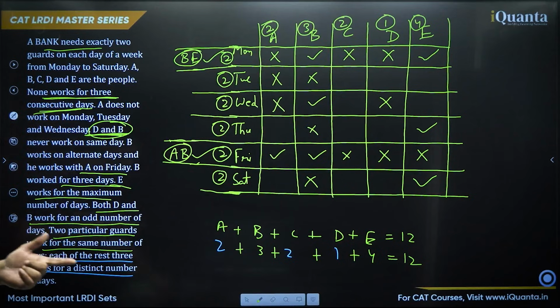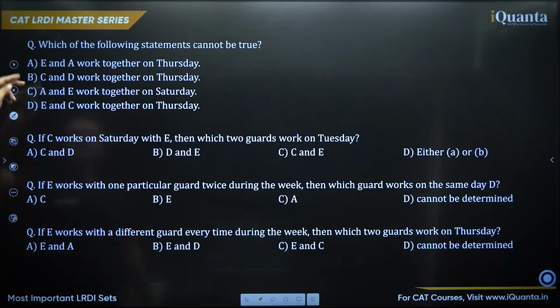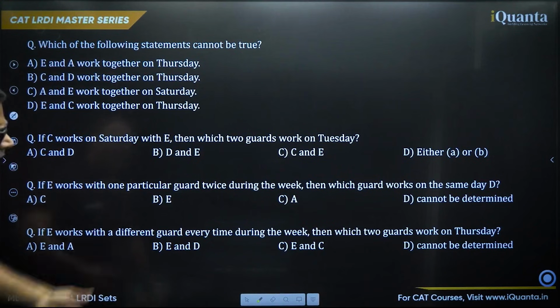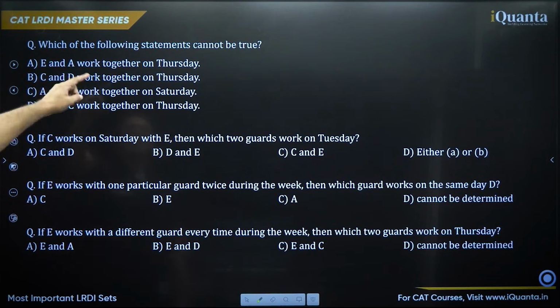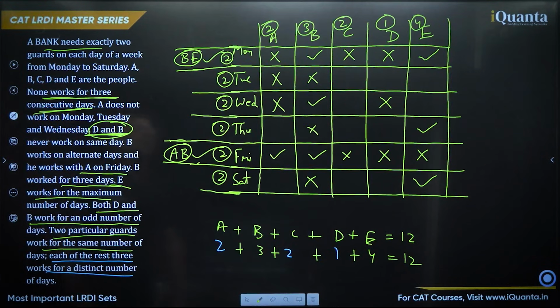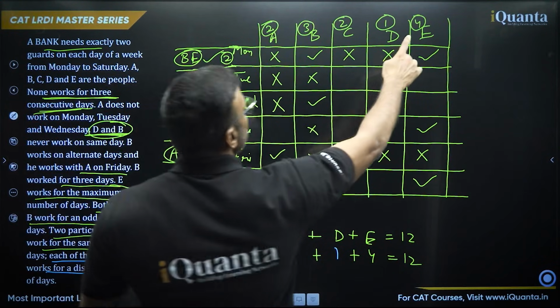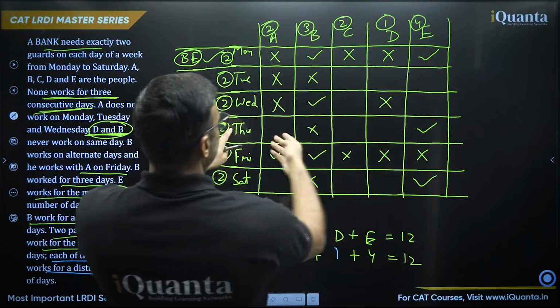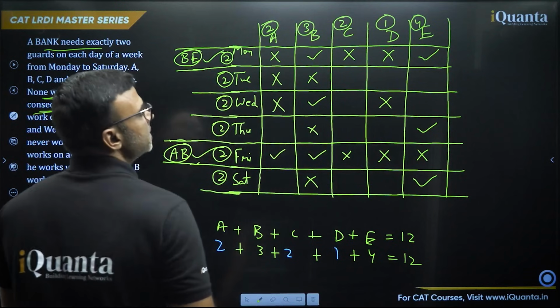Okay. We have already seen the question, because it says which of the following we have not seen, but now we can take a look at the question. Which of the following statements cannot be true? E and A work together on Thursday. Why not? Possible? Yes. This is possible.